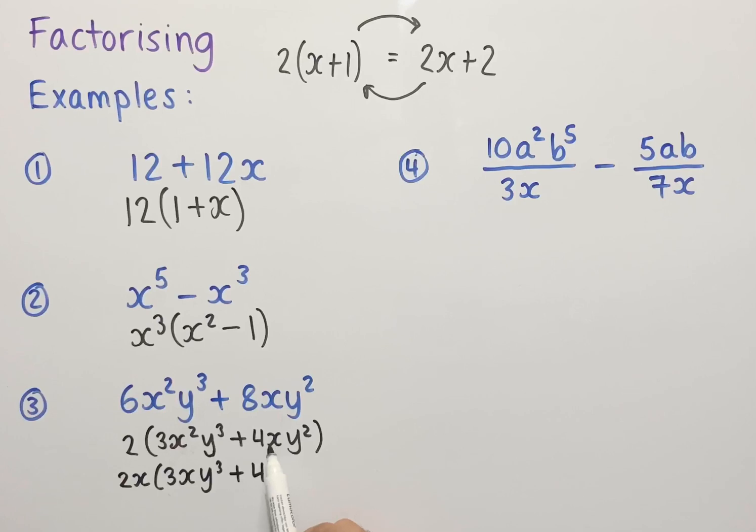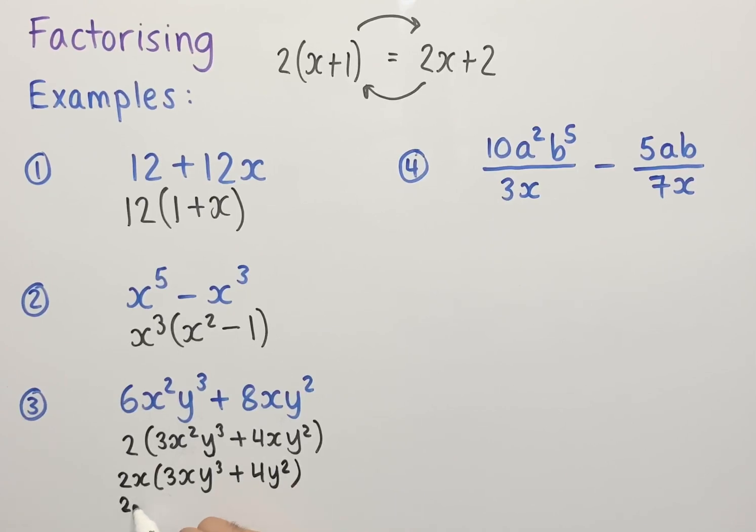And now since we've factorized the x out, we don't have any x's in this term, and so we're just left with 4y squared. And then finally, we can now factorize out the y's. So in the first term inside the bracket, we've got y to the power of 3. In the second term, we've got y squared. So both of these terms have y squared in common, and so we can factorize that out.